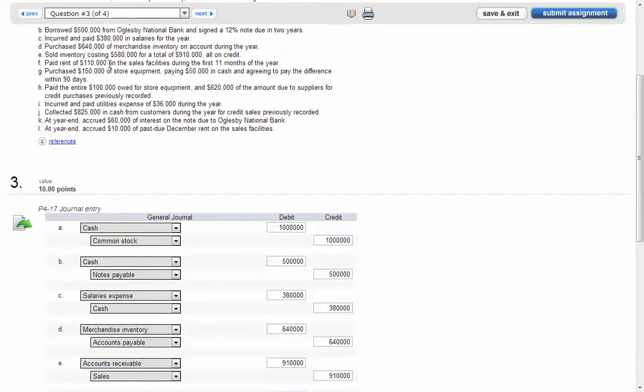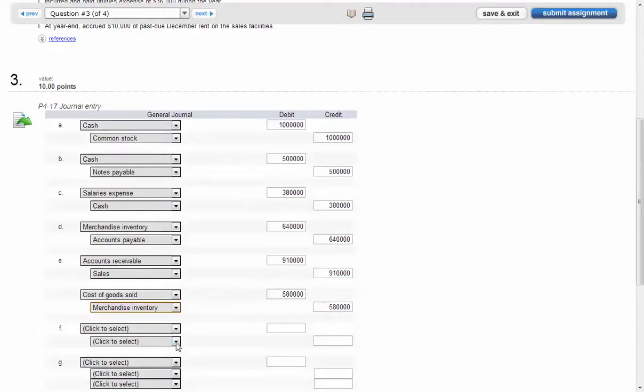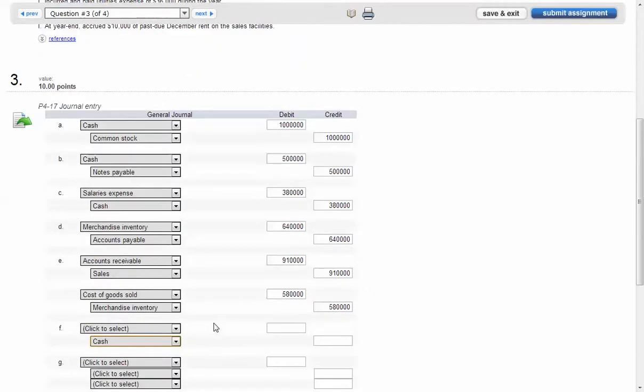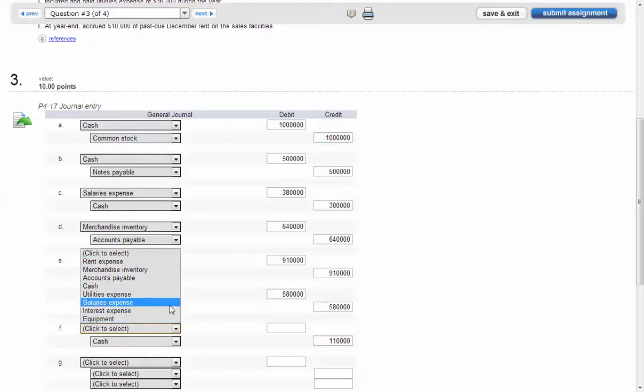How about F? We paid rent of $110,000 on the sales facilities. So anytime it says pay, cash is a credit for $110,000. And we debit our rent expense.